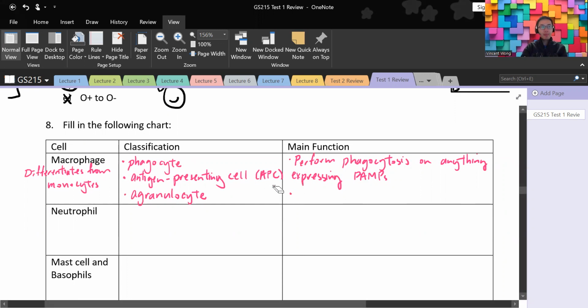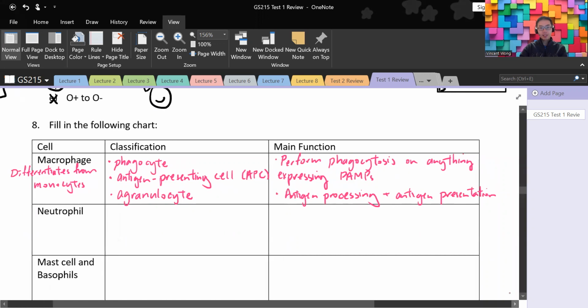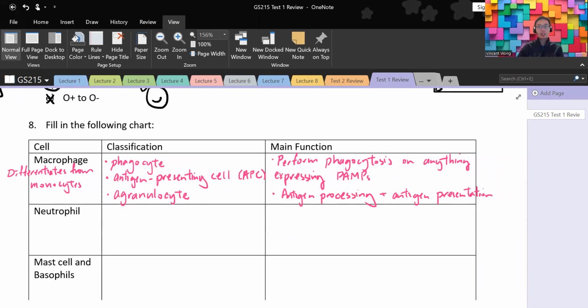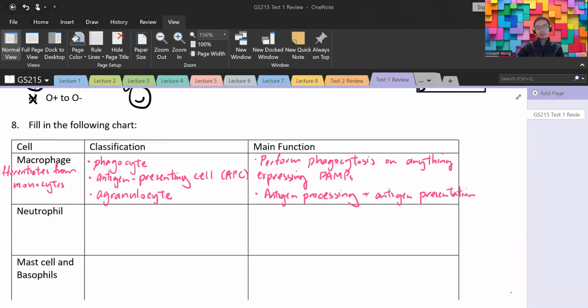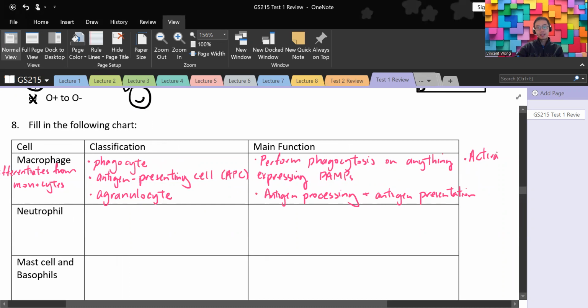Of course, being an APC, it is able to do antigen processing and antigen presentation. Right, so we chop up a bit of the bacterial antigens, display it on its surface, and then it will present it to the naive T cells, right? And activate them. So that would be like the last point. Activate naive T cell. All right.